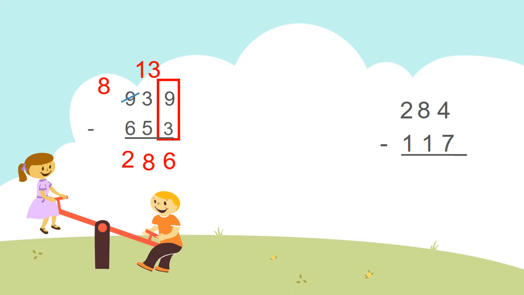We can count from 5 till we reach 13. Okay, now 8 minus 6 is 2. Okay, let's read the next number. 284 minus 117. Let's start from the units.